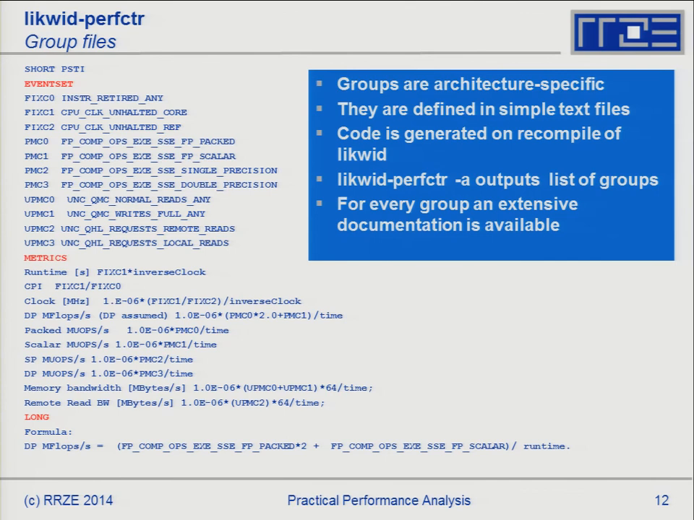And finally, there are group files. If you find some metrics interesting and you want to make that available to likwid, you can do that. You can write your own group files, which you can then use with minus G on the command line. So if you have found a certain metric that's attractive and applicable to your problem, you can write your own group file. You can put that into a directory, recompile likwid-perfctr, and then have your own group. In this case, it's called PSTI. Yeah? So this is documented on the website. I will not go into details here.